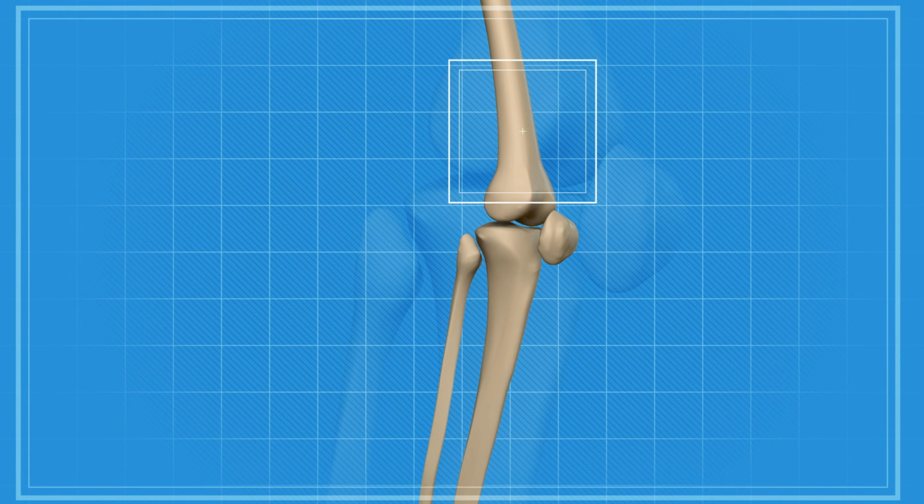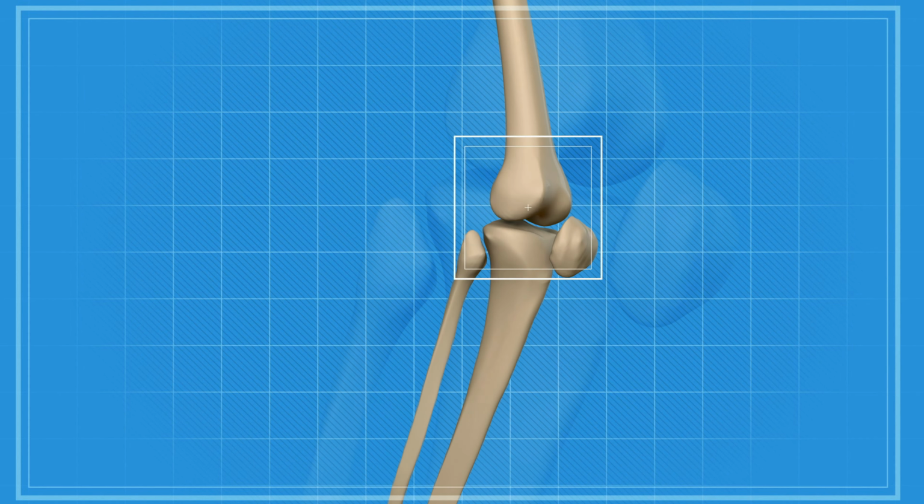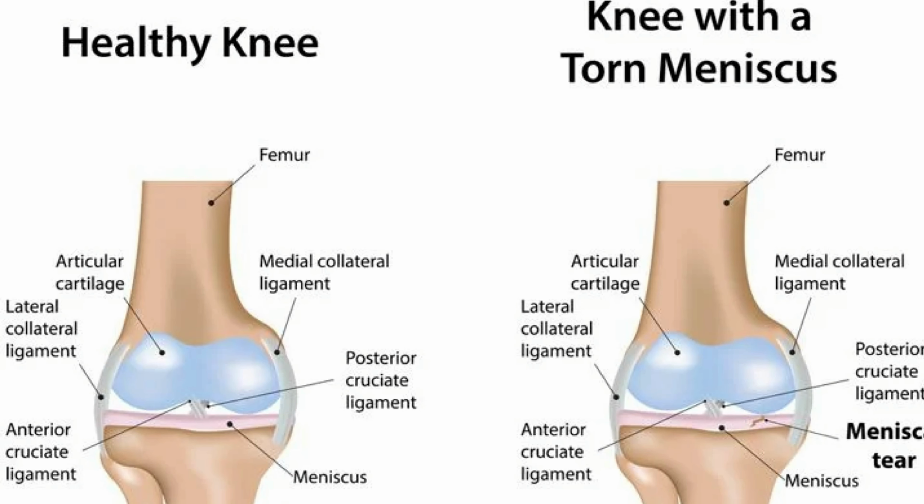Now, this joint is a hinge joint, so it's mainly flexion and extension. There's a little bit of rotation, not too much, but there's a little bit of rotation so you can pivot. But if you overdo that rotation, that can lead to injuries on the meniscus or the anterior cruciate ligament, the ACL.